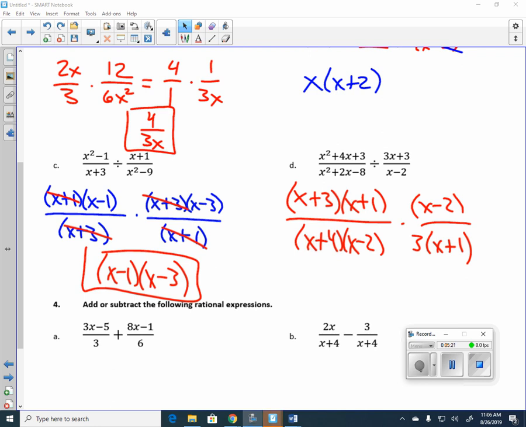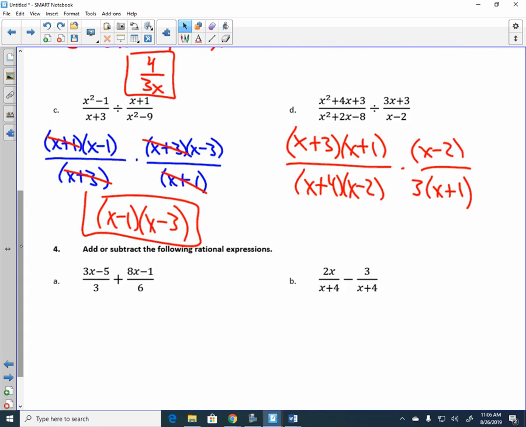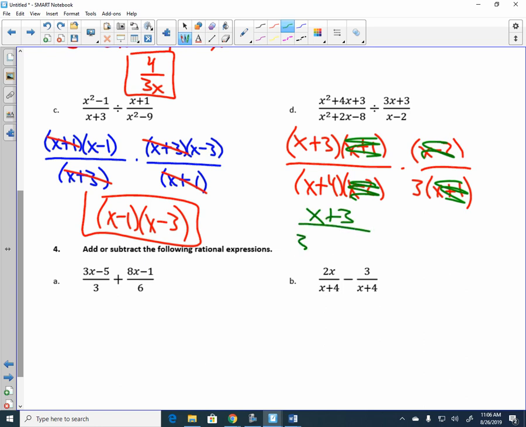Okay, you can see for letter C, you get x minus 1 times x minus 3. Sometimes people write it as divided because they're used to putting something in the denominator because we get these fractions. But for letter D, the x plus 1 will cancel with the x plus 1, and x minus 2 with x minus 2. A lot of people forget to write the 3. Don't forget to write 3 times x plus 4. That'll cost you a point on the test. You forget about that guy sitting right there.